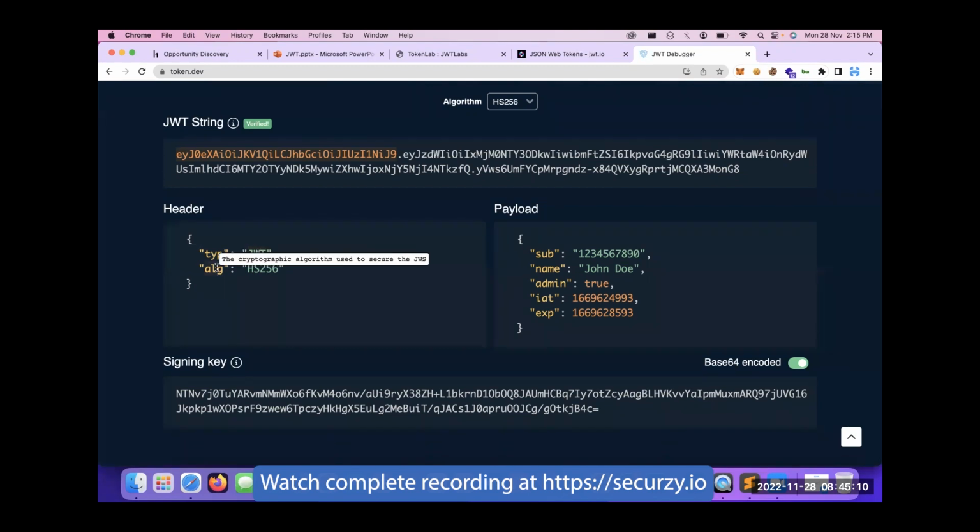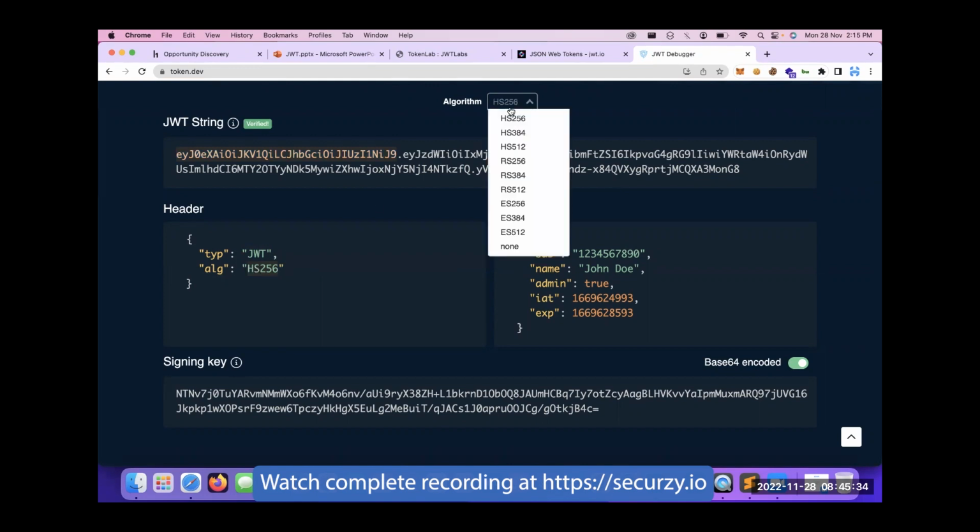You can see the next one, which is the algorithm. ALG stands for the algorithm. And you can see the algorithm that is being used is HS256, which stands for HMAC SHA-256. So this is the algorithm which is currently being used. There are different types of algorithms that are supported by JWT. You can see a list of algorithms over here. HS256, and then RS256, ES256, and none.